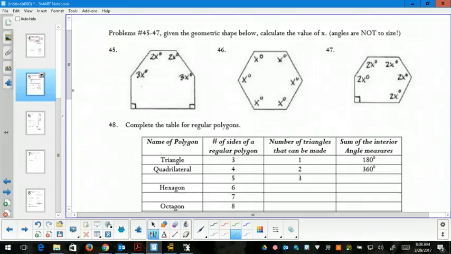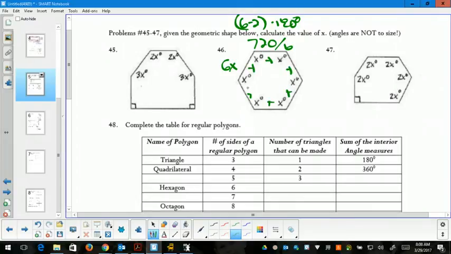Which one? 46. For 46, since they are all the same, I could do 720, which is 6 minus 2 times 180. That's how I got the 720, divided by 6 because it is 6x when I add them all together. I'd get 6 x's. So it would be 6x equals 720 divided by 6. You're going to get your answer. How did you get 720? How did I get 720? 6 minus 2 times 180 to get the sum.